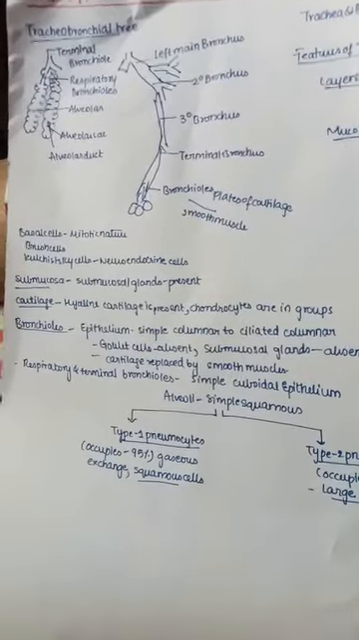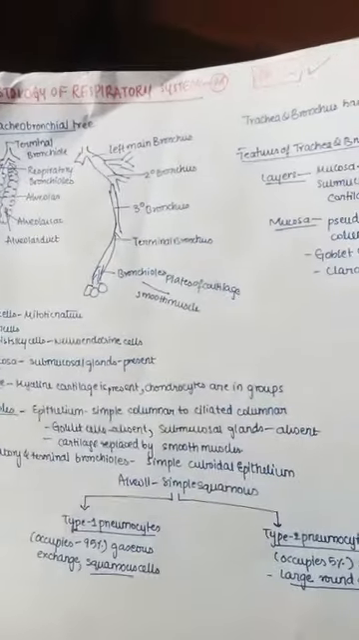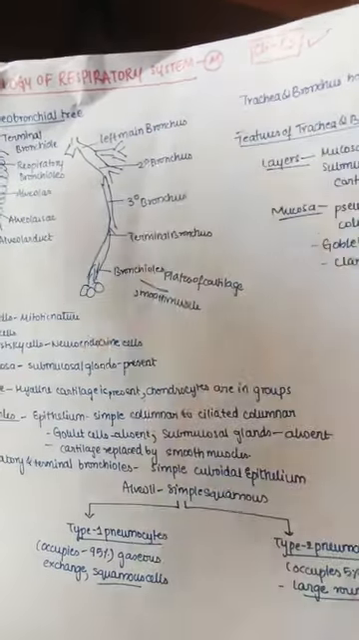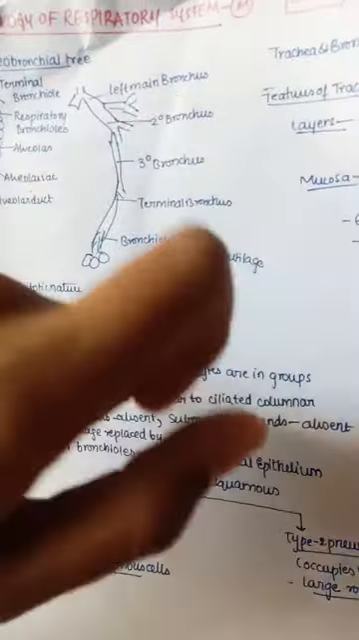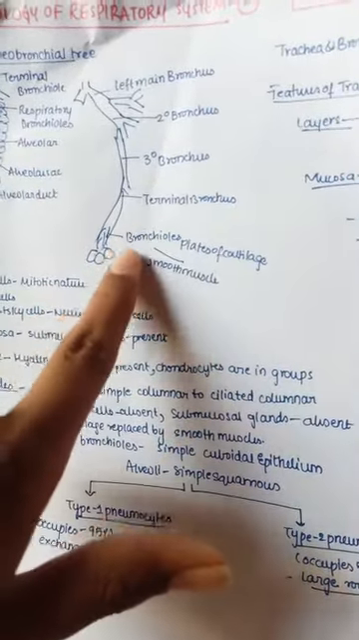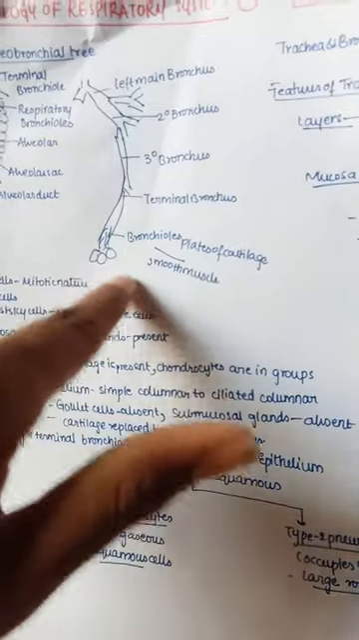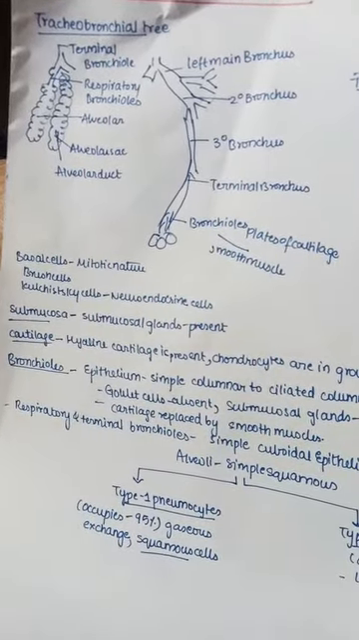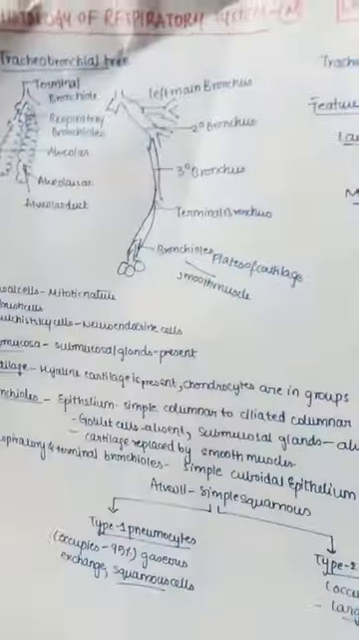Revision of histology of the respiratory system. Whenever we see the lungs microscopically, we see the tracheobronchial tree mainly. First the left main bronchus divides into secondary, next tertiary, and into terminal bronchus, and next into bronchioles, and from there into alveolus. So you can see terminal bronchiole into respiratory bronchioles, next alveolar duct and alveolar sac.